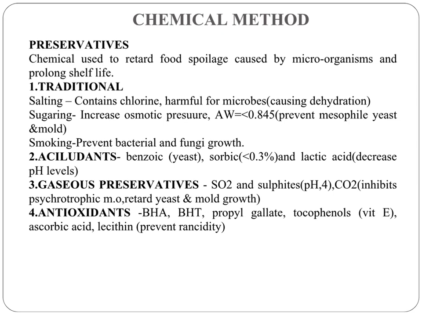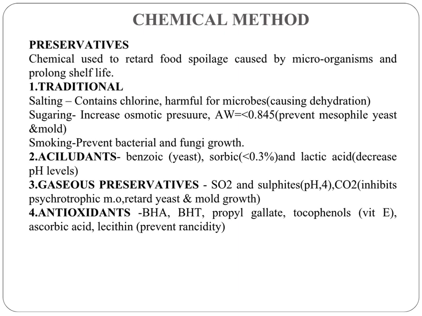Several other chemical preservatives are also used. Acidulants such as benzoic acid, sorbic acid, and lactic acid help reduce microbial growth by lowering pH. Gaseous preservatives such as sulphur dioxide, sulfites, and carbon dioxide inhibit yeasts, molds, and certain bacteria. Antioxidants such as BHA, BHT, propyl gallate, vitamin E, and ascorbic acid help prevent oxidation and rancidity. These compounds significantly increase the stability and shelf life of food products.